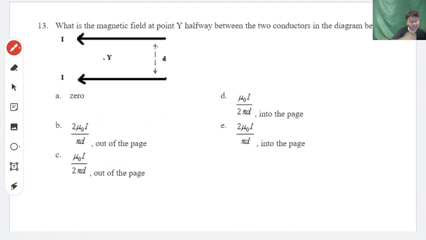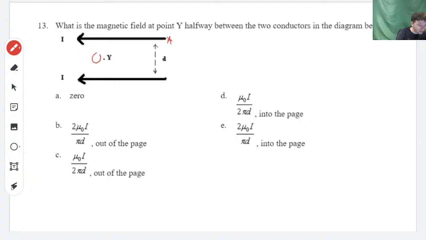What is the magnetic field at point Y halfway between the two conductors in the diagram below? Okay, so this is Ampere's law. But again, try to understand the question first before you start diving into trying to solve it with mathematics. So let's look at that right-hand rule I just showed you. If we look at the top wire, this one, and you put your thumb to the right and you curl your fingers, at Y, the magnetic field is coming out of the screen.